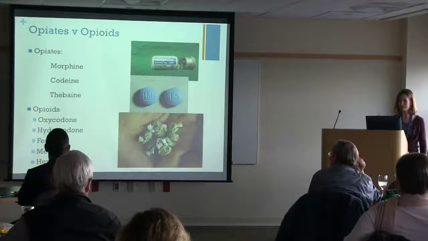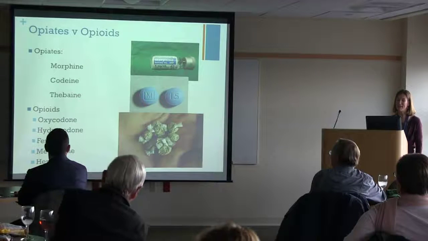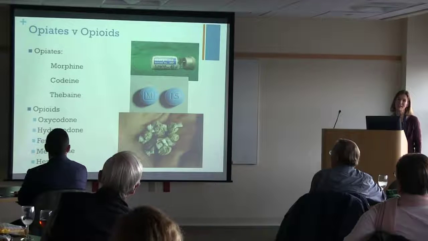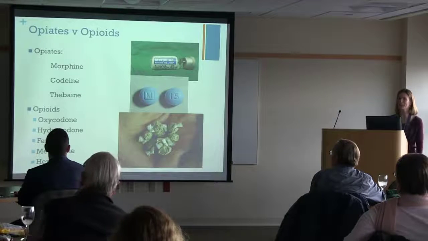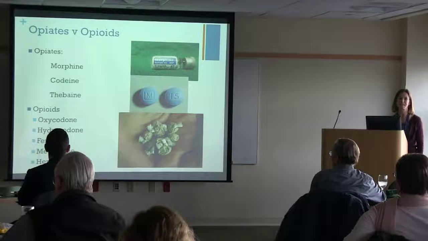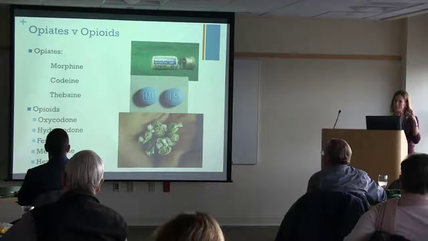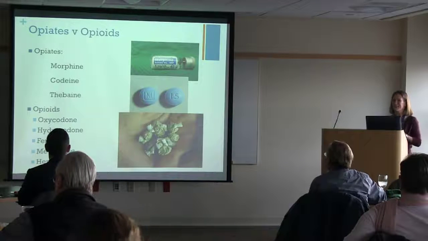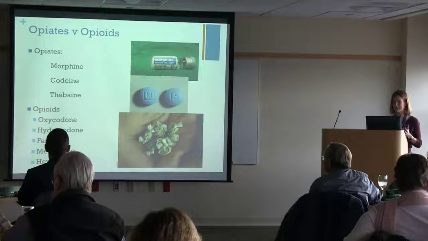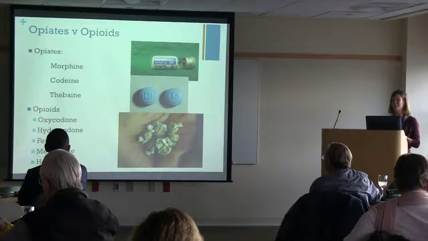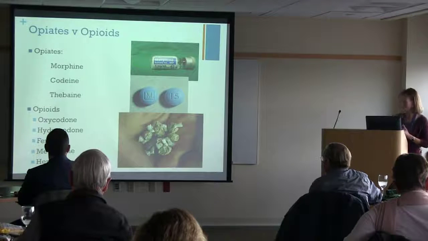So I wanted to just review opiates versus opioids. Maybe you've heard this in the press. Opiates are naturally occurring pain relievers. They're made from the opium plant, and they include morphine, codeine, and one called thebaine. Opioids are synthetic, so we take the molecules from that naturally occurring plant and mix them up and put them into medications: oxycodone, hydrocodone, fentanyl, methadone, and heroin.